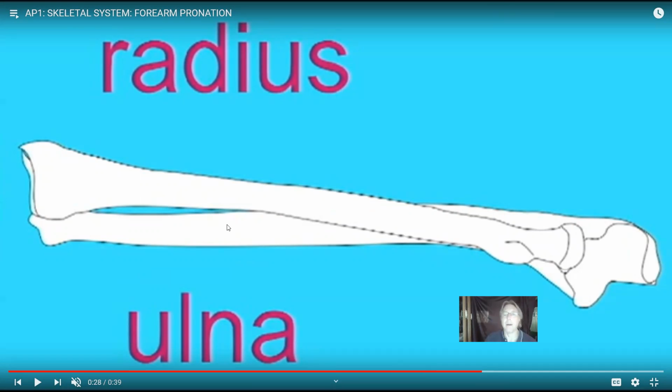The ulna is certainly very prominent at the elbow end. Towards the wrist end, it takes on more of a supporting role. And it is the radius then which articulates with the carpal bones to form the wrist joint. So the wrist joint primarily is a joint between three bones, the radius, and then two carpal bones, the scaphoid and the lunate.